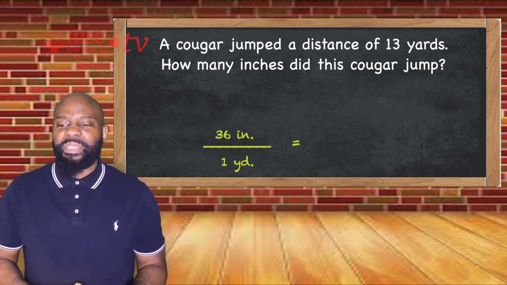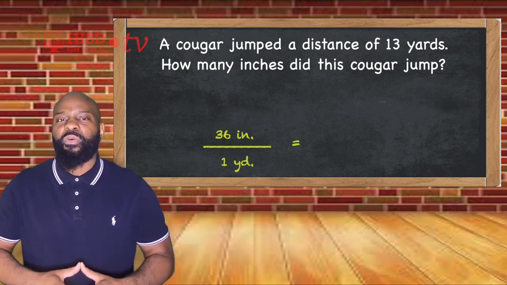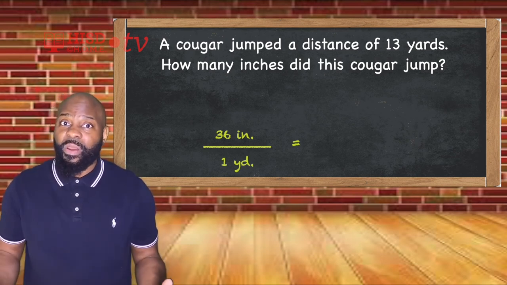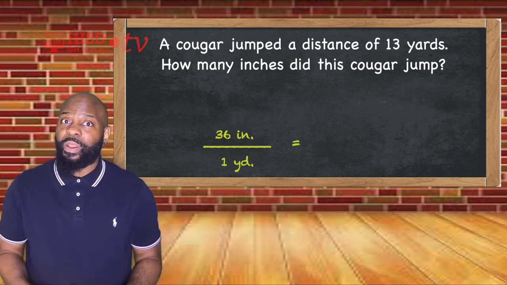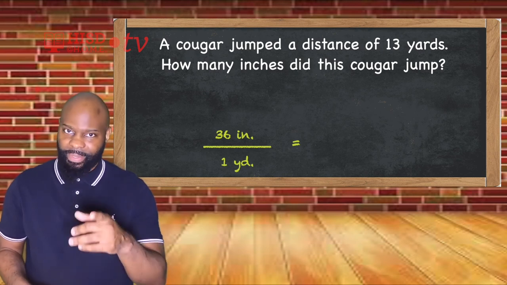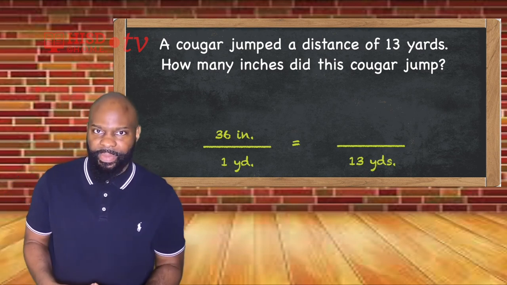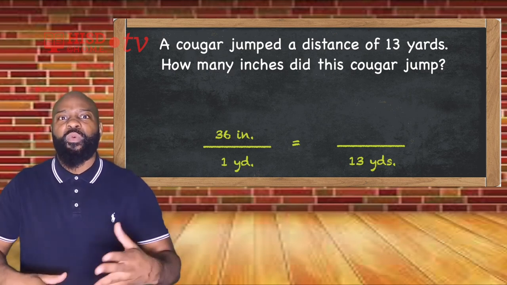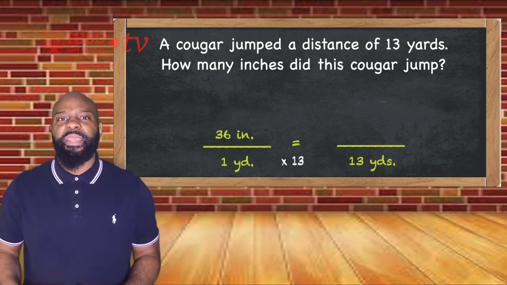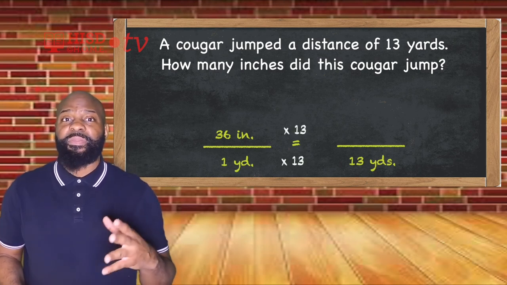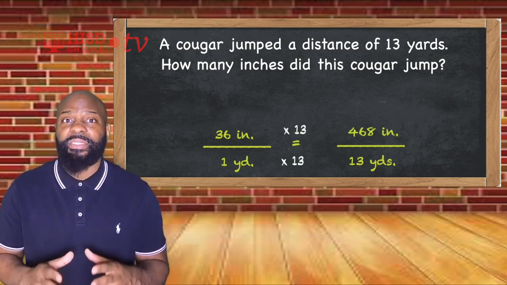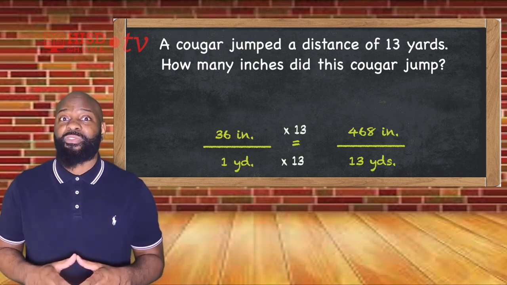And now I need to know how many inches this cougar jumped if he jumped 13 yards. So my yards is in the numerator or in the denominator? Yep, you got it. It's in the denominator. So now I have 13 yards in the denominator. So 1 times 13 gives me 13, and 36 times 13 gives me 468 inches. That is a strong cougar.